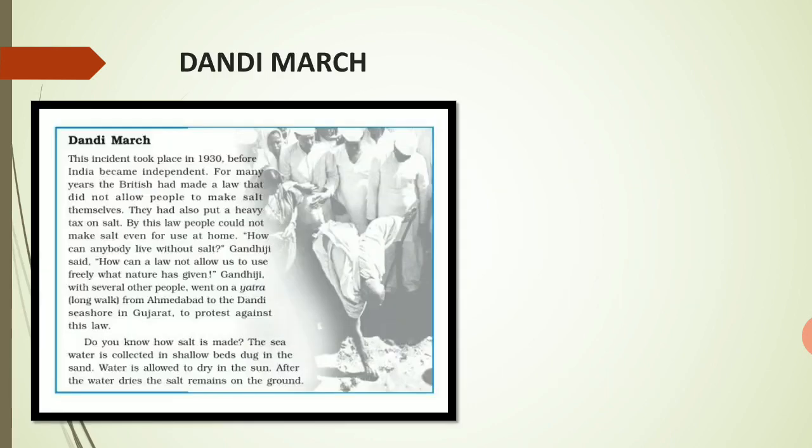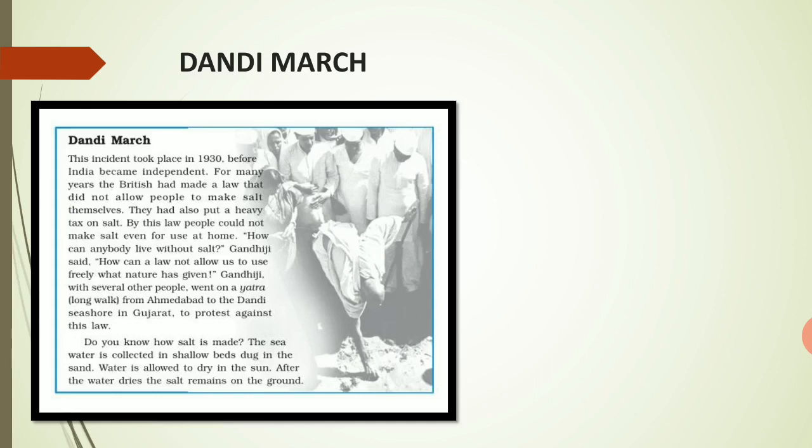Dandi March, the historical long walk which took place in 1930 before India became independent. For many years the British had made a law that did not allow people to make salt themselves. They had also put a heavy tax on salt. By this law, people could not make salt even for use at home. How can anybody live without salt? Gandhiji said, how can a law not allow us to use freely what nature has given?